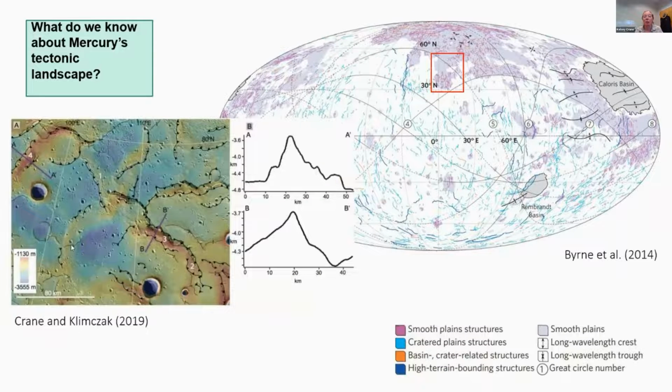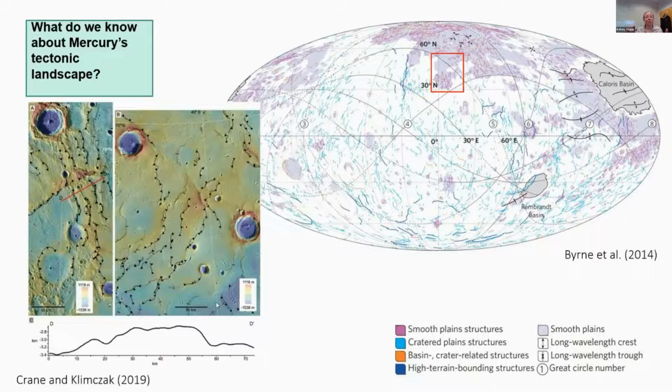We also see symmetric features. These are features that would have thrust faults verging outward on both sides, and that creates a symmetric topography. I'm emphasizing that it's symmetric because we so often think about thrust fault related topography as being asymmetric, but there are back thrusts that are incredibly important in understanding tectonic structures, and those show up pretty frequently for Mercury in the smooth plains.